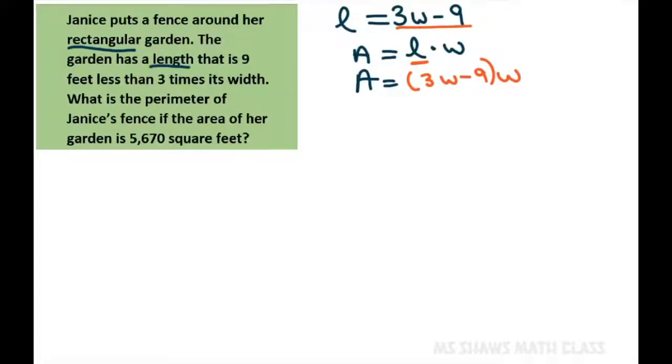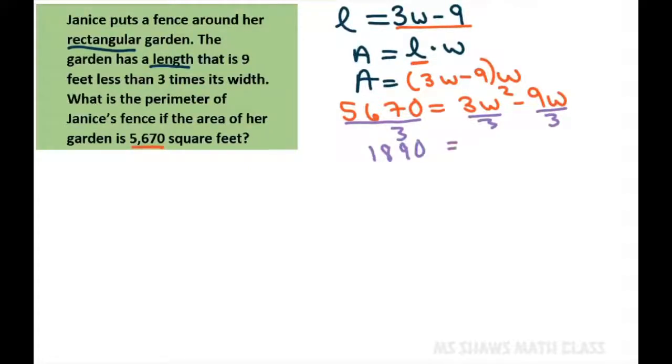And we also know the area is 5,670. So this is going to be 3w squared minus 9w. And before I continue on, what I'm going to want to do is divide everything by 3. And when you do that, just dividing each piece by 3, you get 1890 equals w squared minus 3w. You could have done it earlier, or later, but I went ahead and did it now.